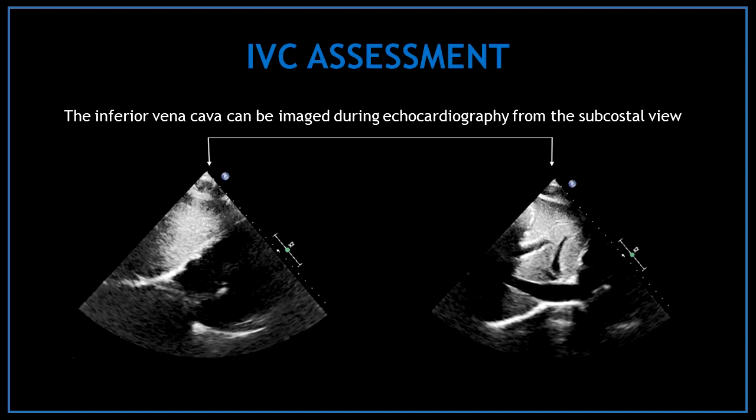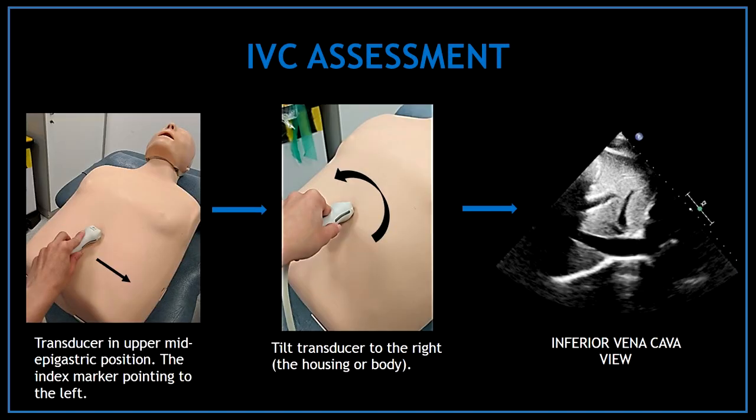However, I will show you briefly how to visualize the inferior vena cava. First, place the transducer in upper mid-epigastric position, with the index marker pointing to the left. Then, just tilt the transducer to the right, and you will be able to see the inferior vena cava.